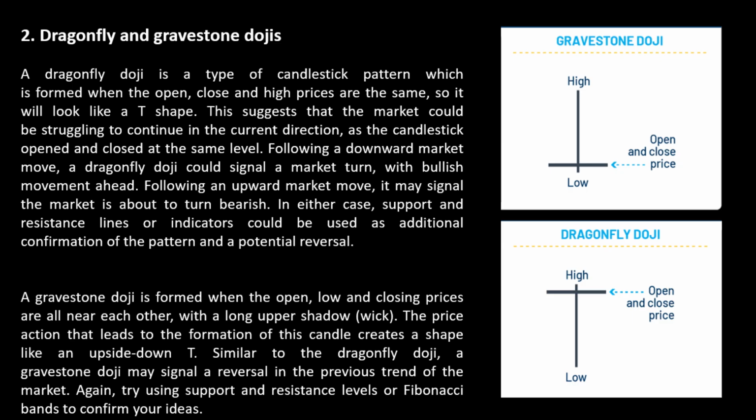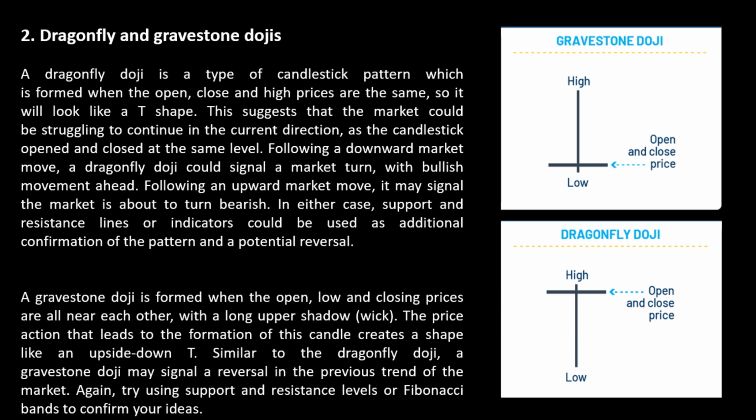2. Dragonfly and Gravestone Dojis. A dragonfly doji is a type of candlestick pattern which is formed when the open, close, and high prices are the same, so it will look like a T shape. This suggests that the market could be struggling to continue in the current direction, as the candlestick opened and closed at the same level. Following a downward market move, a dragonfly doji could signal a market turn, with bullish movement ahead. Following an upward market move, it may signal the market is about to turn bearish.